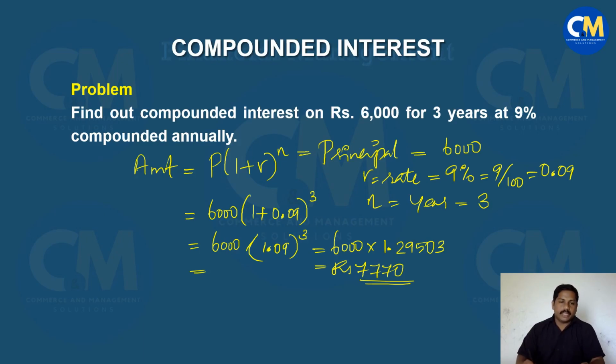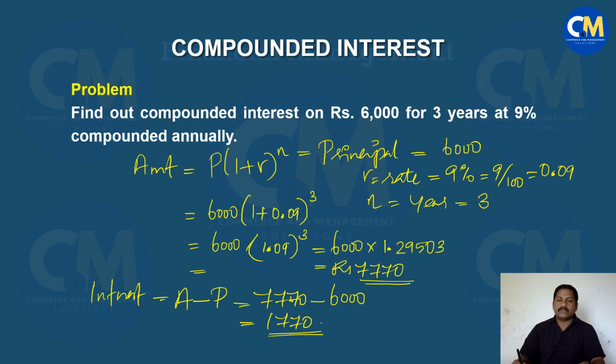So here we can calculate the interest. What will be the interest? Interest is equal to the total amount which you received minus the principal amount. So the total amount you are receiving is 7,770, minus what you invested, that is the principal amount 6,000. So you are getting the interest as 1,770 rupees. Hope you are clear on how to calculate this.